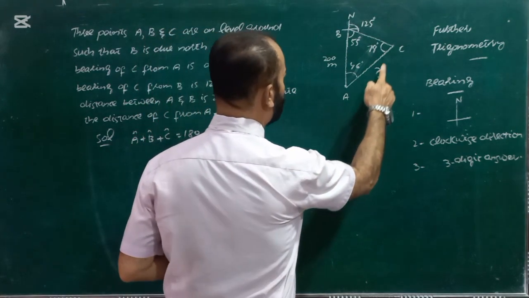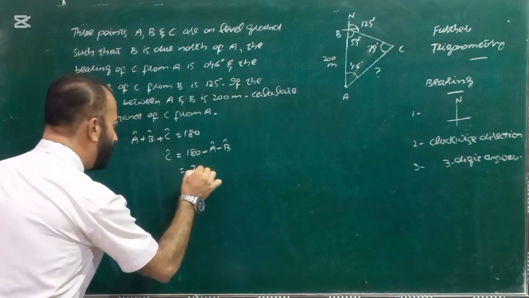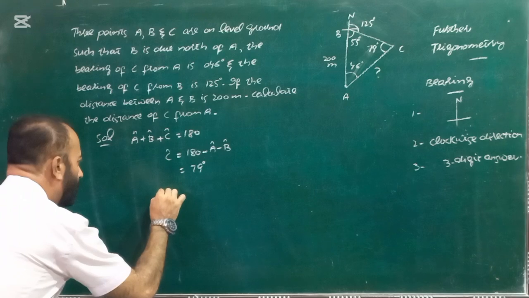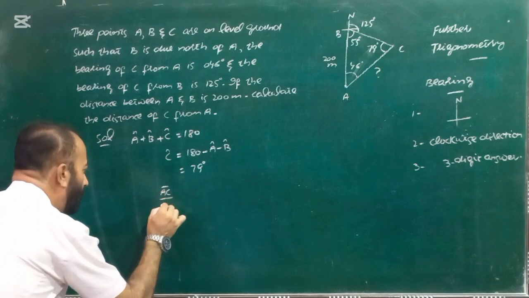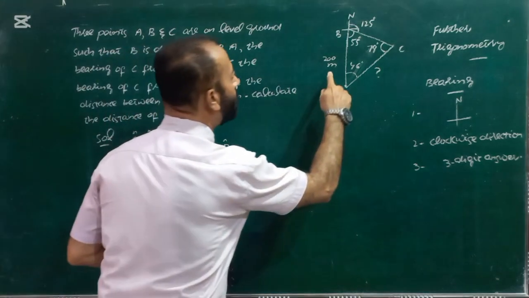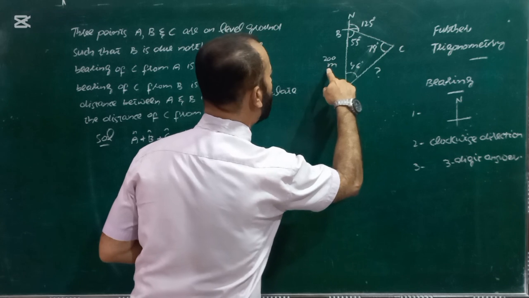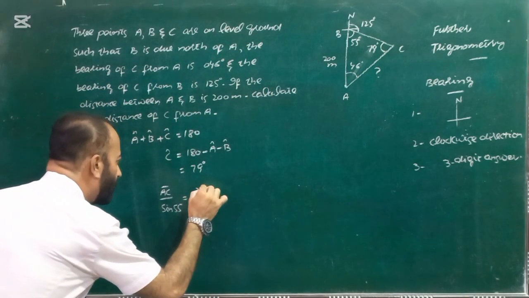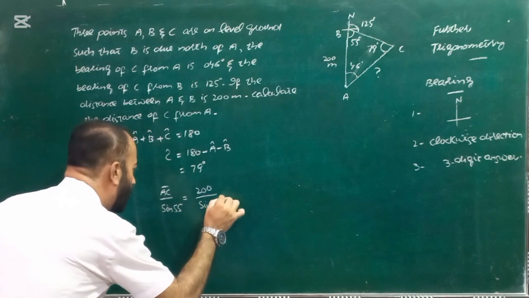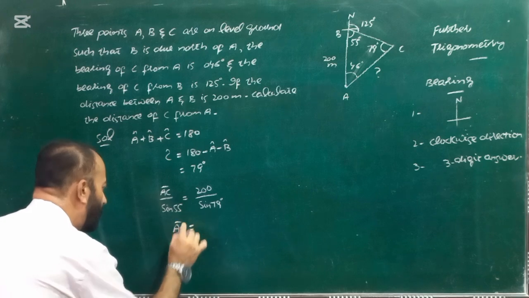Sine rule can be applied. So AC over sine 55, so this angle is 79. Okay, now AC over sine 55 is equal to, so you can apply this over this. So 200 over sine 79. So sine 55 will go there, will give us the answer of AC.